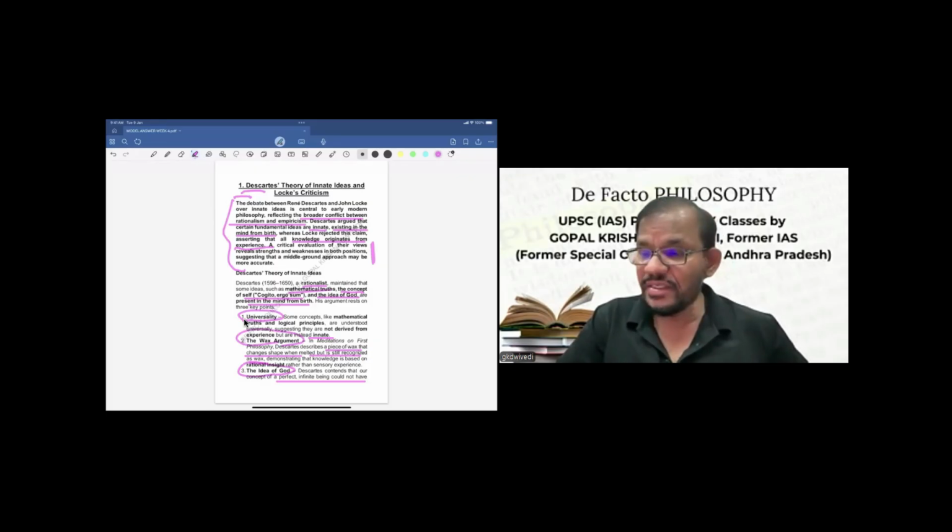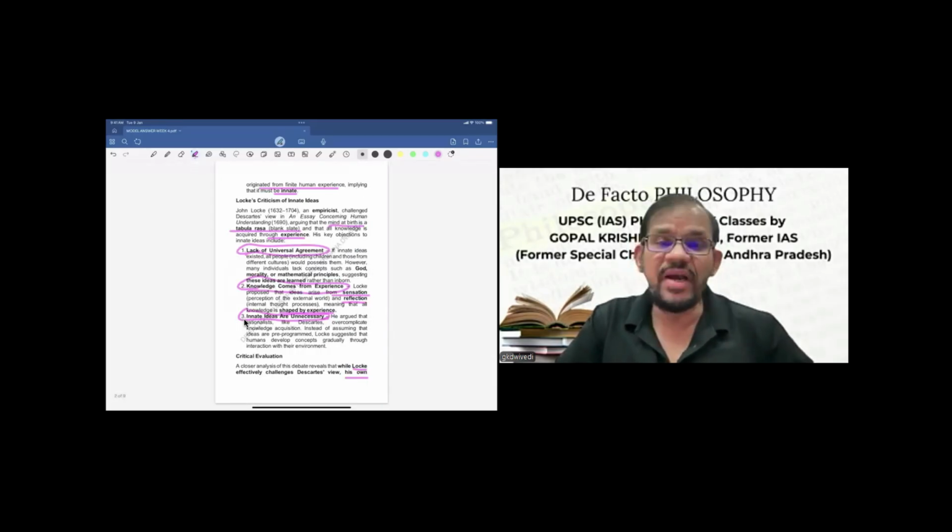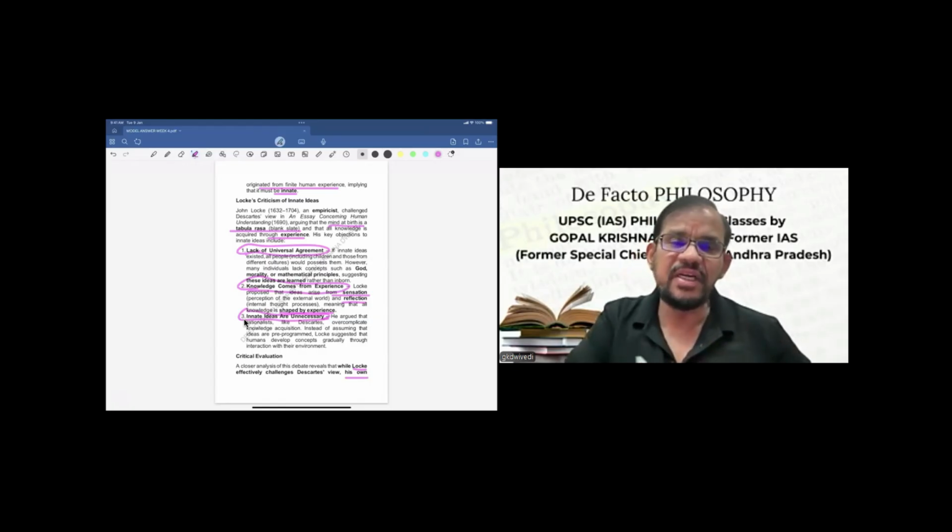The third quality is the idea of God. He says that the concept of a perfect infinite being could not have originated from finite human experience. Therefore, the idea of God is innate. So basically, he says that knowledge is not obtained from experience, it is innate. If at all knowledge is modulated because of experience, it's just like wax: the actual knowledge remains like wax, but it may take different shapes due to experience. That's his idea.